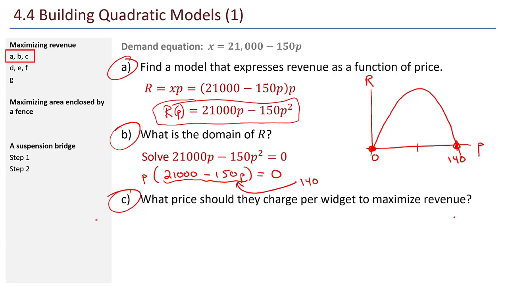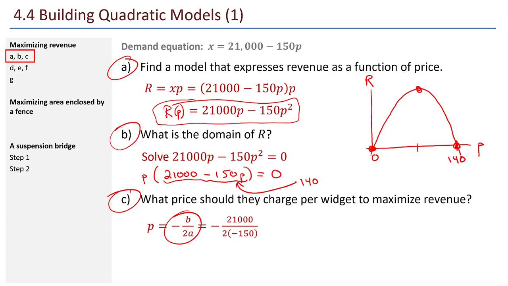C. What price should they charge per widget to maximize revenue? So we're really asking about that number in the middle. Now, a good guess would be 70, because it looks like that number is right in between 0 and 140. But how can we figure that out officially? We think about the vertex of the parabola.